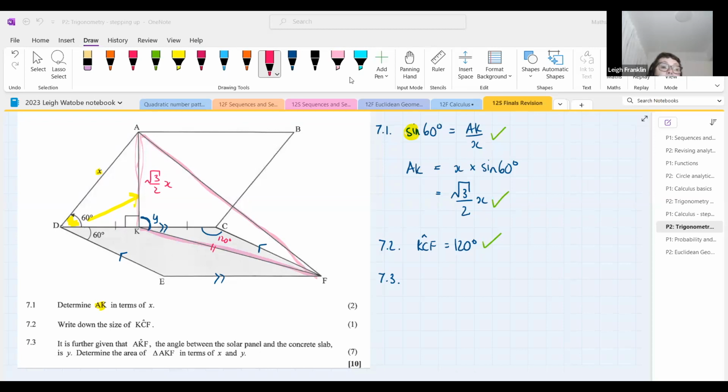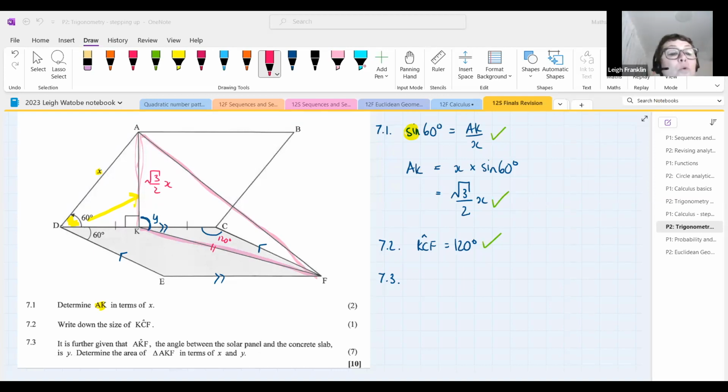Ma'am, I'm assuming that we're going to use the cos rule because we have 3 angles and 1 unknown side. Are you talking length? Okay, in which triangle? KCF, ma'am. In order for us to find KF, we would have to use the cos rule. Okay, but before we do that, we're going to have to do something else.